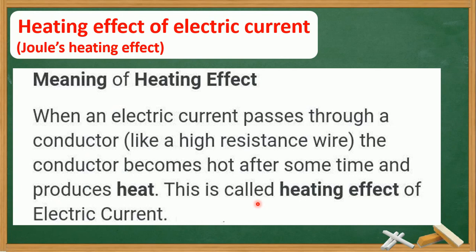Meaning, the production of heat due to the passing of electric current through a conductor is called the heating effect of electric current. Especially if the resistance value of the conductor is high, then the heat produced is a large value actually. That we will see in our next part.